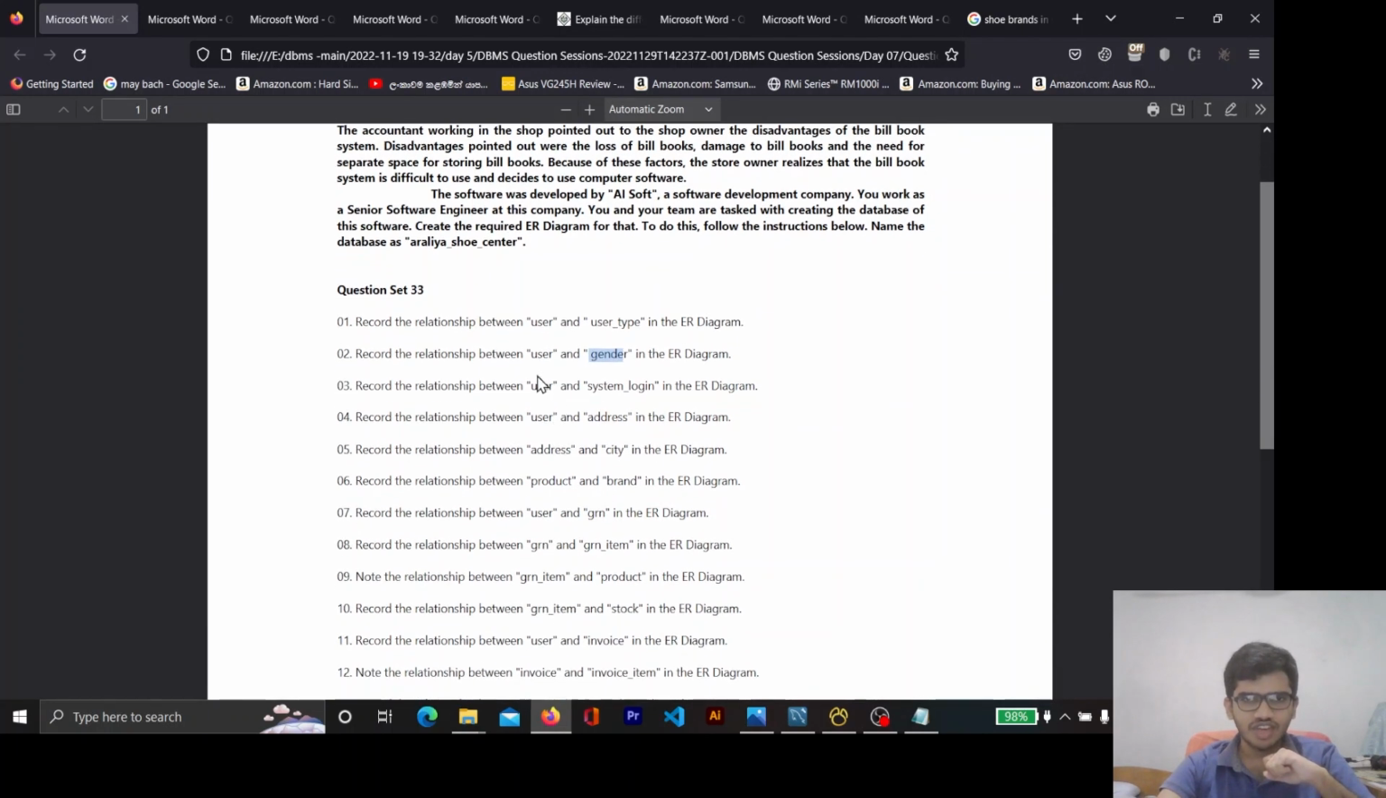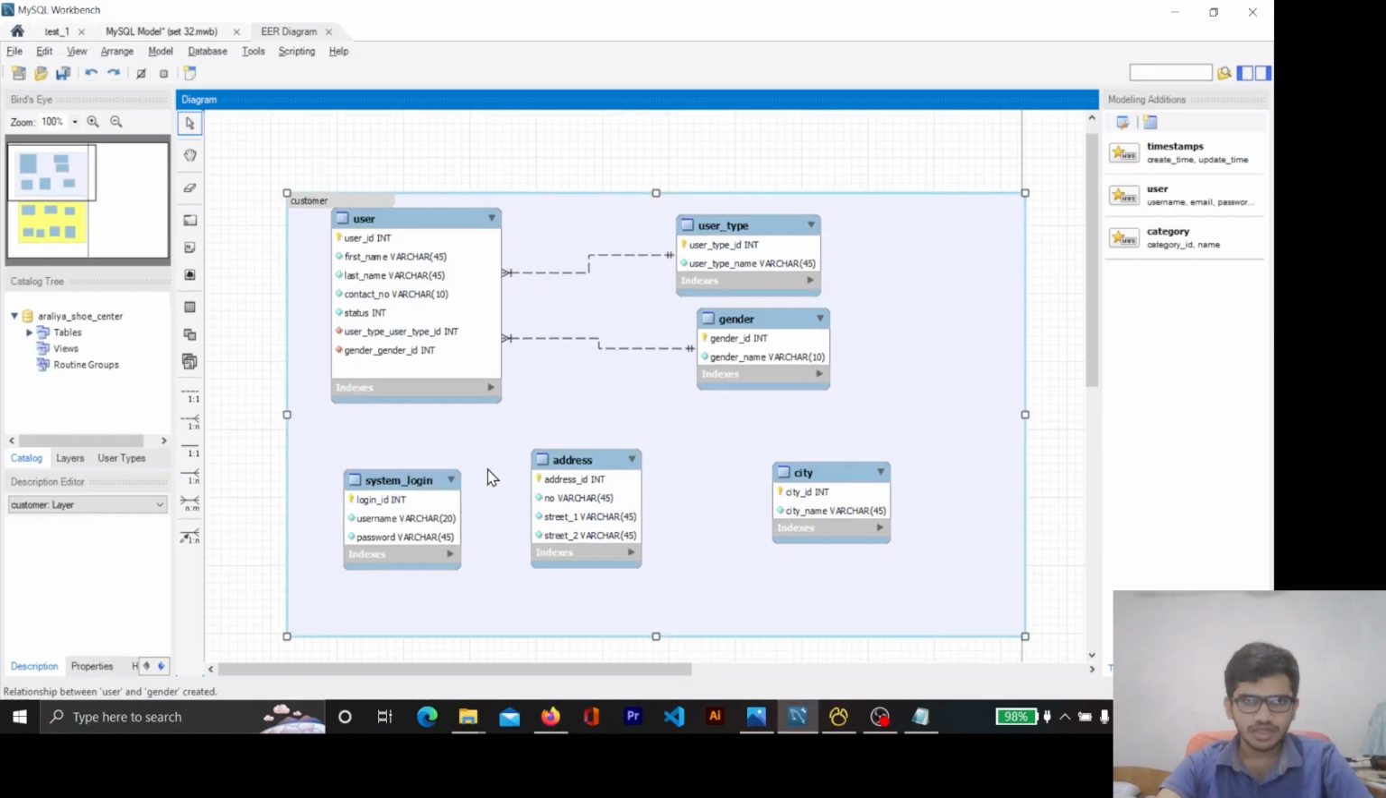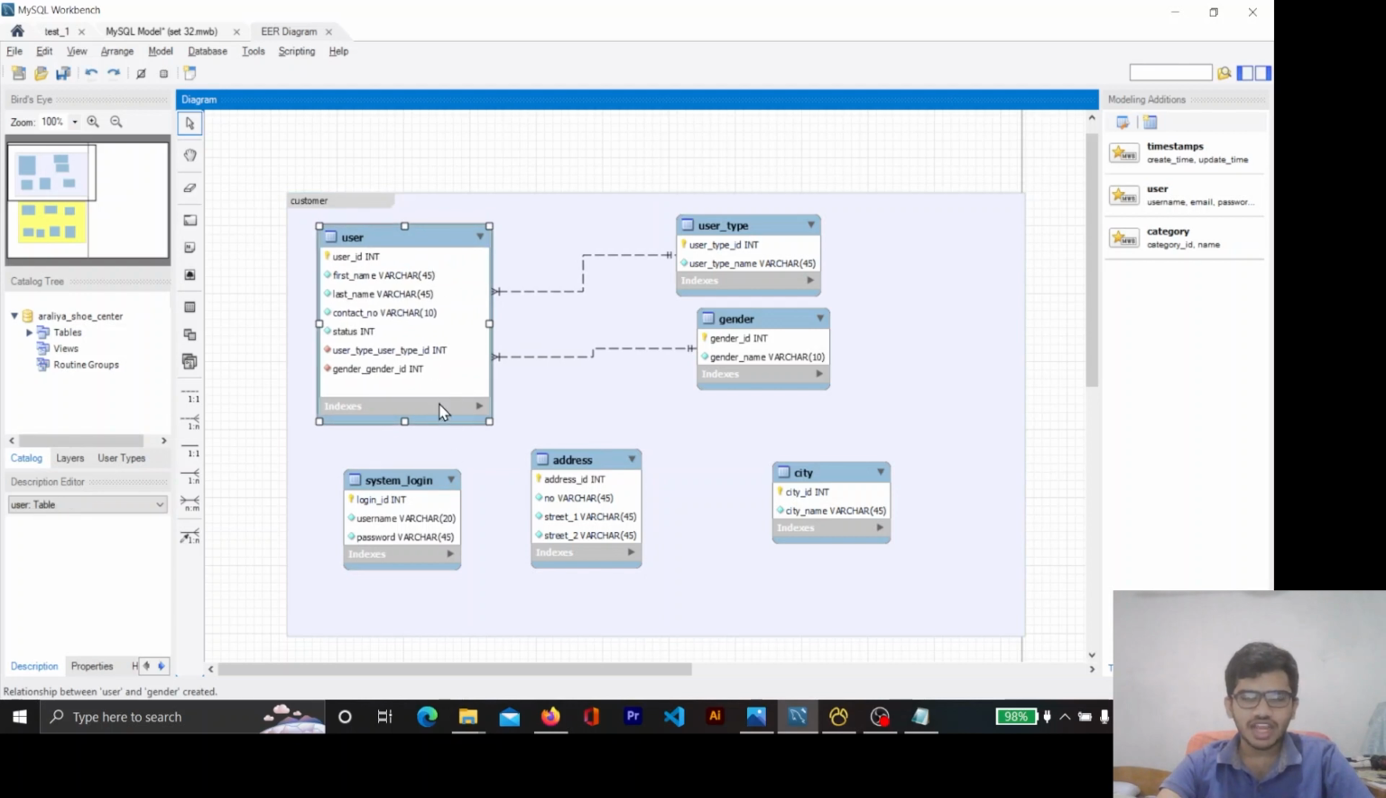The third question asks us to find the relationship between user and system login. This is a different story. One user can have only one system login, which contains that user's username and password. When we consider it from the system login side, the combination of username and password belongs only to that one user.